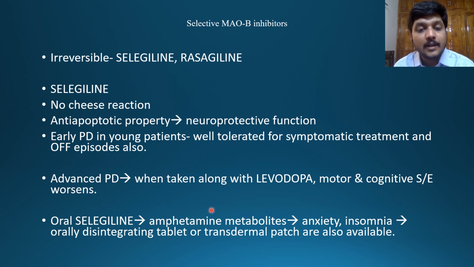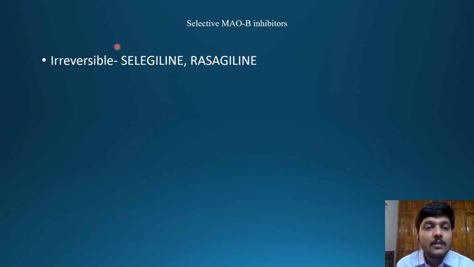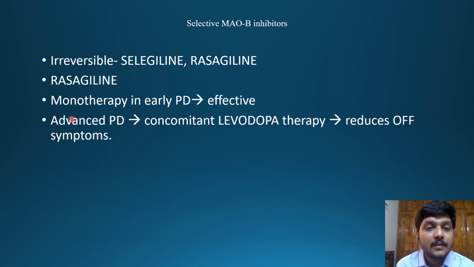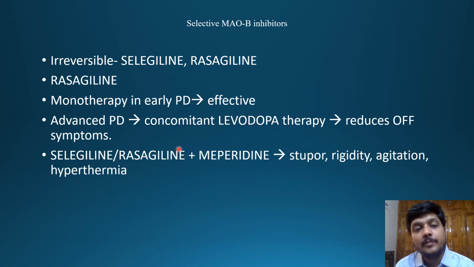Oral selegiline tablets result in formation of amphetamine metabolites. These metabolites cause anxiety and insomnia. Orally disintegrating tablets or transdermal patches are also available. Irreversible selective MAO-B inhibitors are selegiline and rasagiline. Coming to rasagiline, monotherapy in early Parkinsonism disease will be effective. In advanced Parkinsonism disease, when it is given along with levodopa therapy, it reduces the off phenomenon.